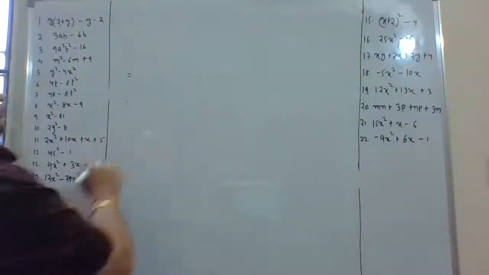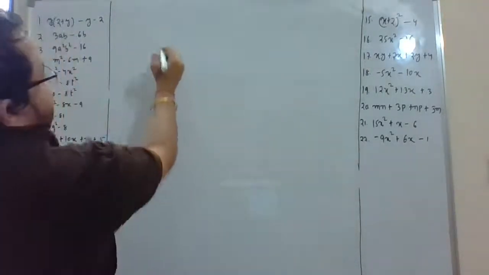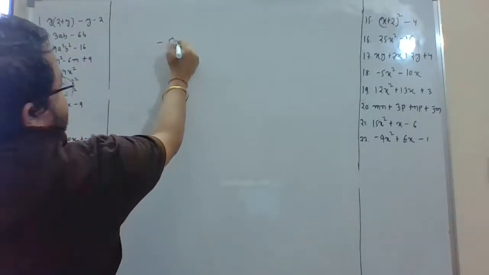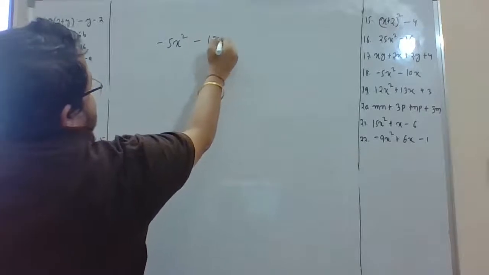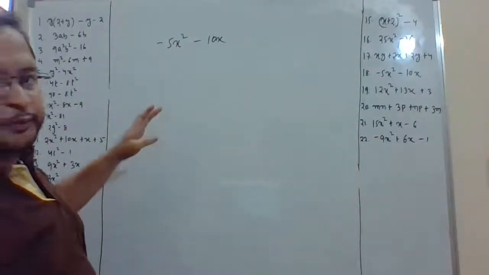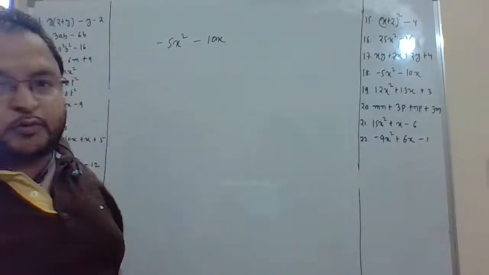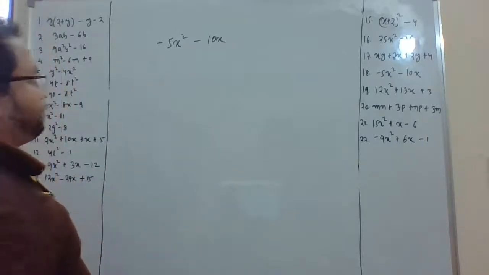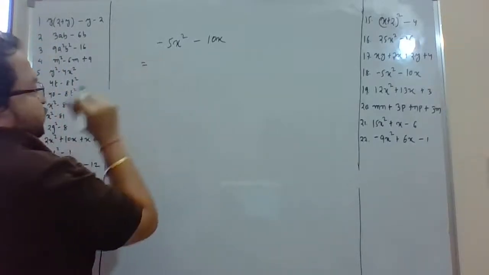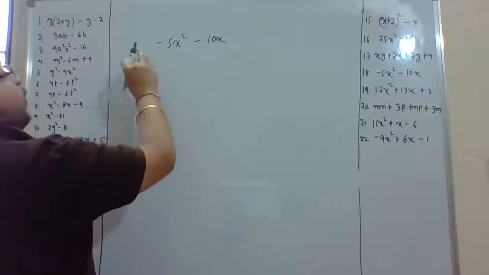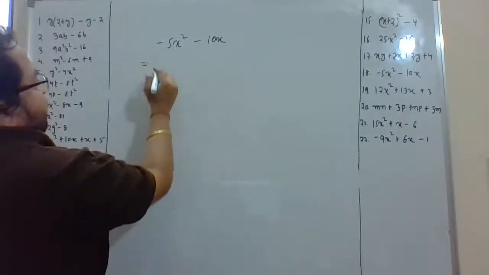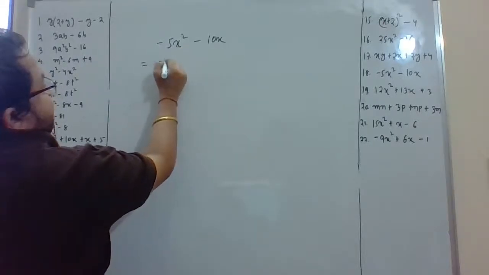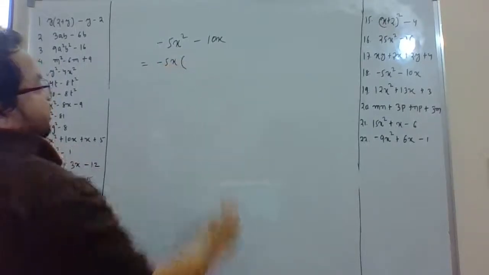So next one is minus 5x squared minus 10x. So don't get confused if you are getting negative coefficients for both the terms. That's perfectly fine. So we'll just use the first step, that is what is the common factor across both the terms. So the highest common factor across both the terms is minus 5x, right?